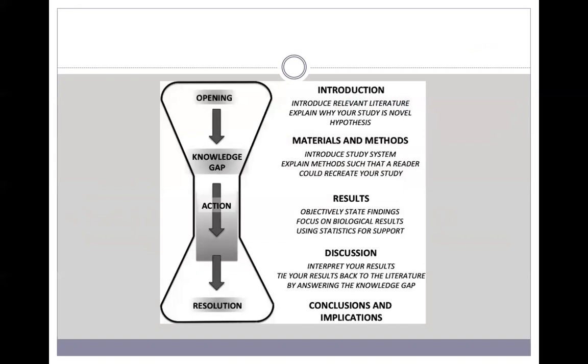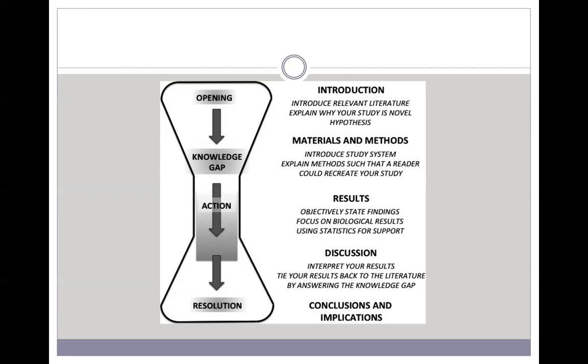This little graphic just shows the flow of what a lab report should look like. You open up your paper, you talk about how there's a gap in the knowledge for that certain topic. You say what you did to fill that gap, and then you talk about the resolution or the solution. So without formal terms, that's what a lab report is.